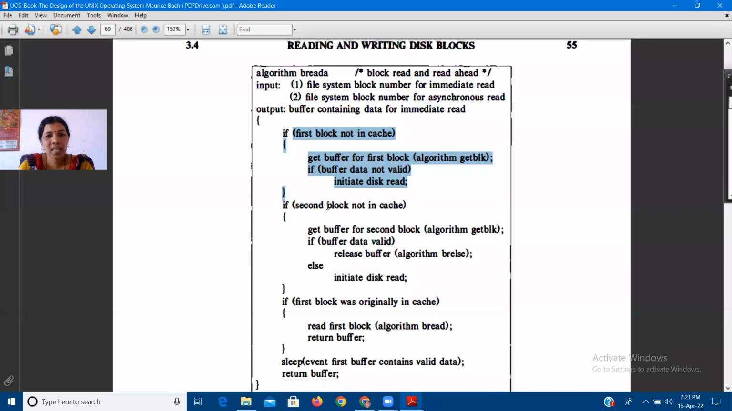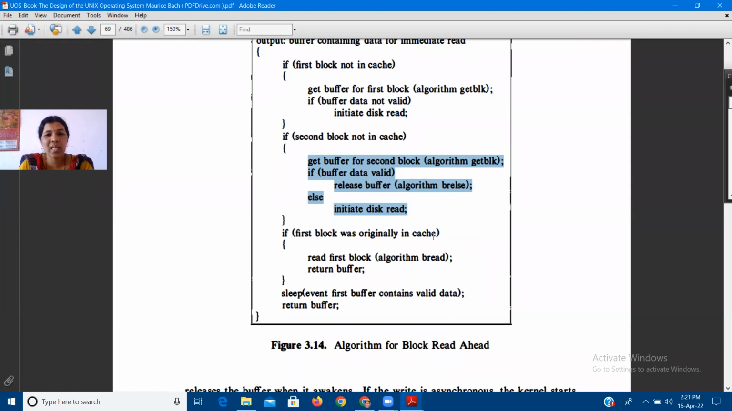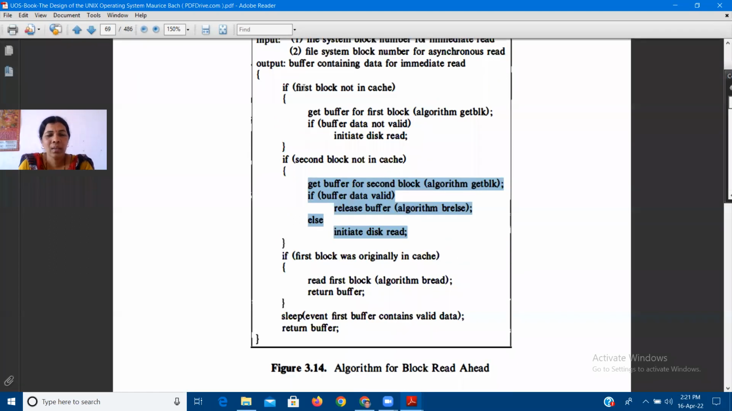In the same fashion, if second block is not in cache, दुसरा ब्लॉक पण कॅश मध्ये नसेल तर सेम ऑपरेशन आपण करणार आहोत, get buffer for second block. Again if buffer data valid, release buffer, algorithm B release, else initiate disk read. So almost, this loop and this loop are nothing but the contents of B Read algorithm. Next, if first block was originally in cache, इथं काय चेक केलं आपण, पहिला ब्लॉक कॅश मध्ये नाहीये आणि जर पहिला ब्लॉक कॅश मध्ये असेल तो रीड फर्स्ट ब्लॉक अल्गोरिदम बी रीड. जर ऑलरेडी असेल कॅश मध्ये, बफर कॅश मध्ये, तर डिस्क रीड करायची गरज नाहीये.